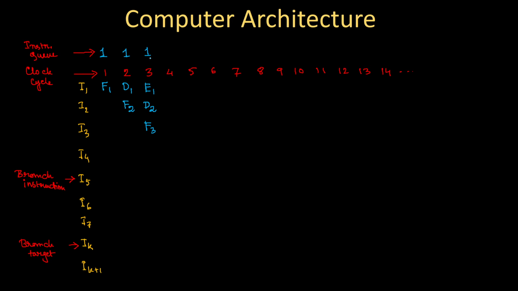Now see, I'm assuming that this I1 is a longer length instruction, so that means it is busy with the instruction execution again at the 4th clock cycle also. So naturally decode will not proceed. Fetching will not proceed for decoding.